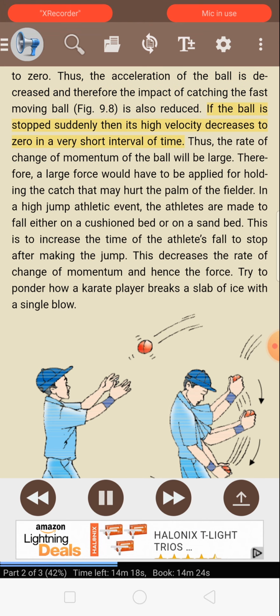If the ball is stopped suddenly, then its high velocity decreases to 0 in a very short interval of time. Thus, the rate of change of momentum of the ball will be large. Therefore, a large force would have to be applied for holding the catch that may hurt the palm of the fielder.